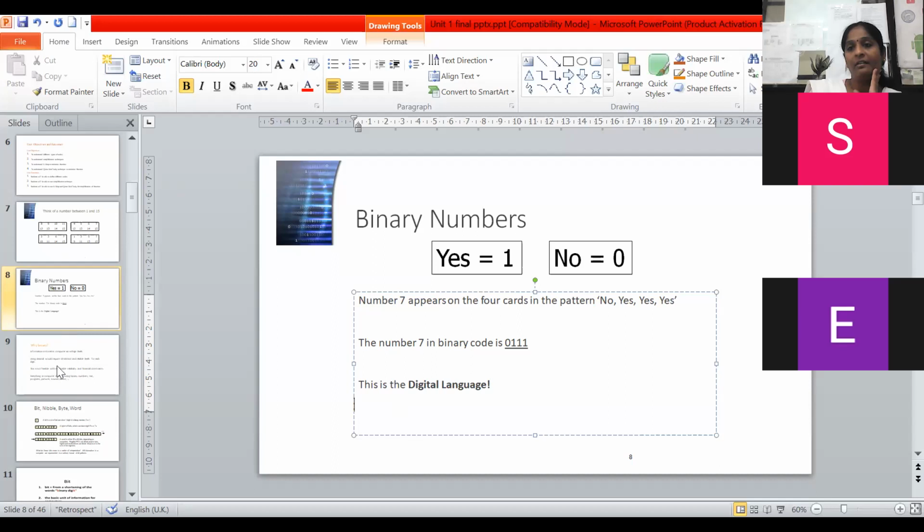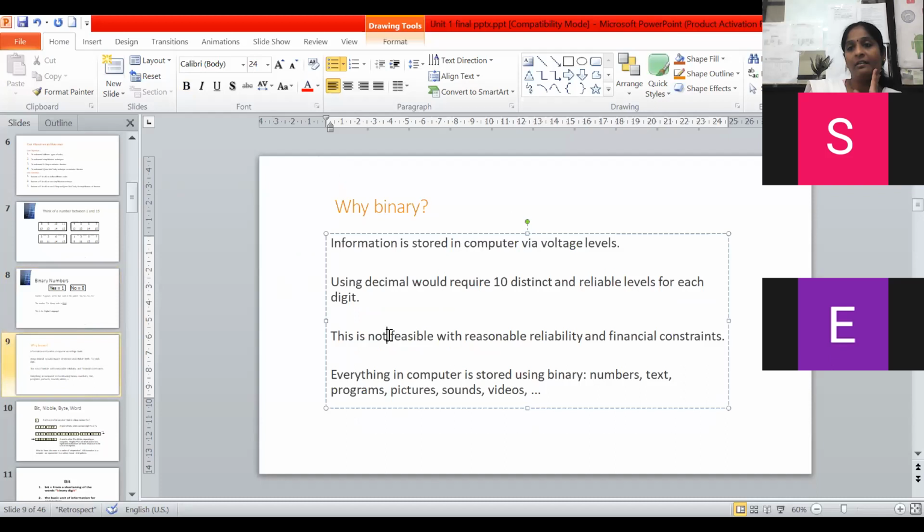Then what we have discussed? Binary. Why use binary? Already we have discussed. Once again I will explain. Information is stored in the computer via voltage levels in the form of 1 and 0. If the voltage is above 2.5, it will be 1. If the voltage is below 2.5, we consider that a 0.